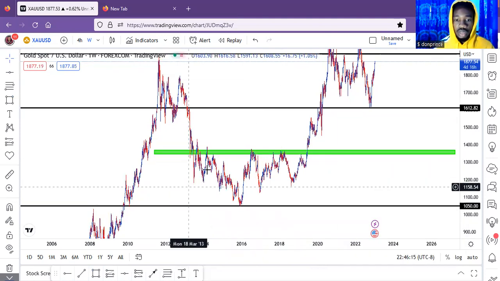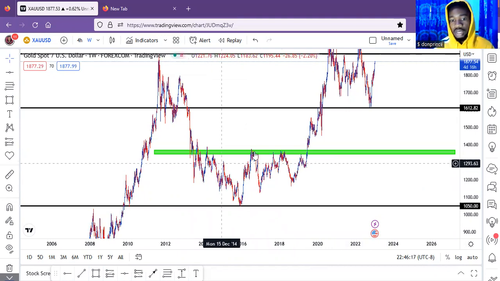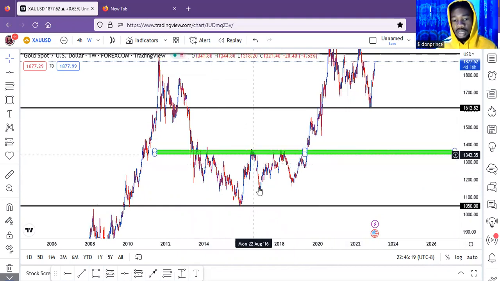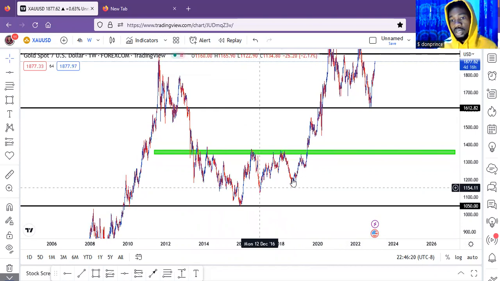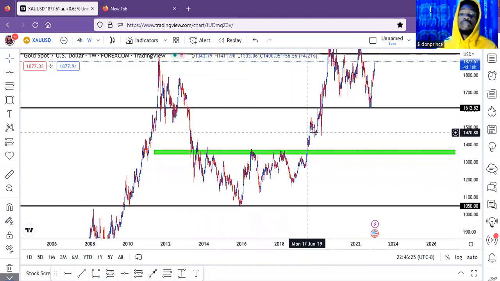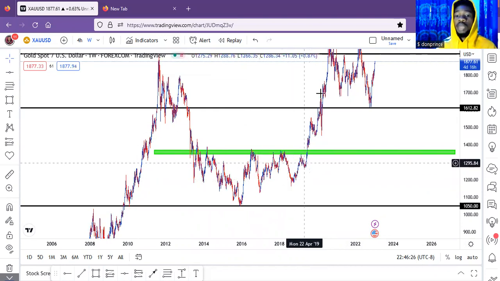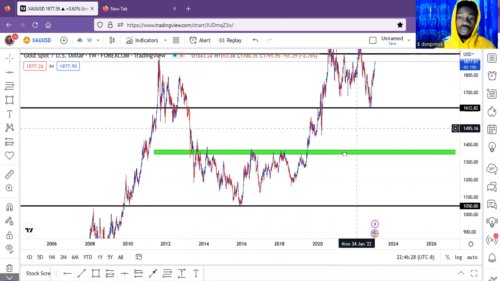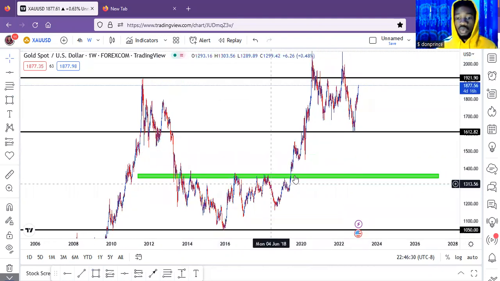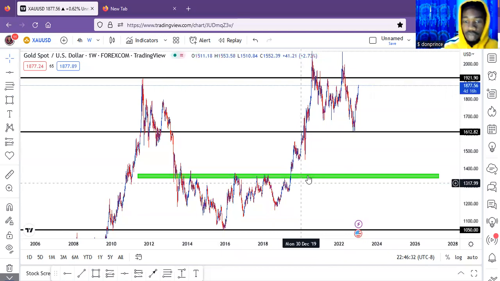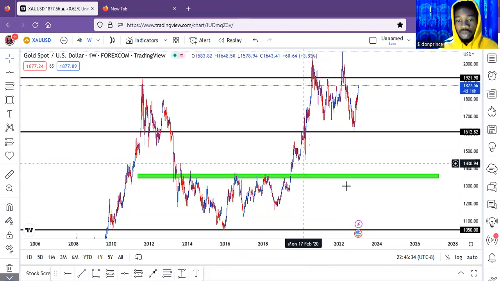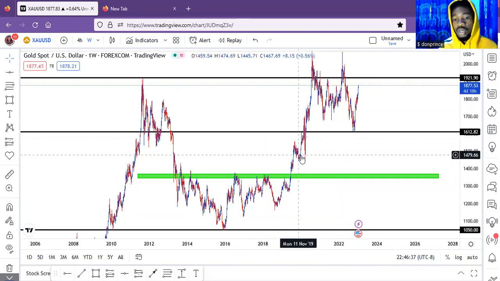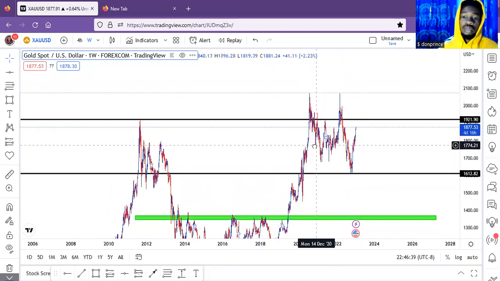This is the shoulder, this is another shoulder, this is the head. It went up to the neckline, this is the left shoulder, this is the right shoulder, and it broke again and moved to the upside. This could be our entry point if we are in this market, but it didn't go down to our entry point. This is our entry too. It respected it and then moved up.